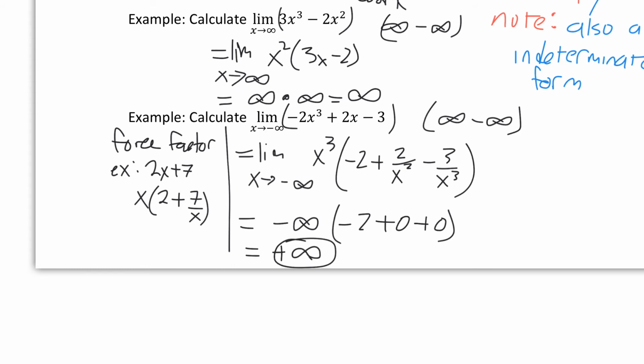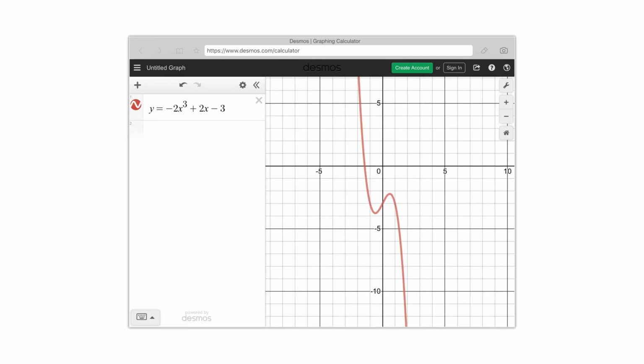Now we're going to go ahead and look at the graph here to make sure this makes sense. So here we have our polynomial. And we can see very clearly that as we go off to negative infinity, so as x begins to move left and continues to move left and left and left, the graph is going to go up and up and up to positive infinity. So the graph continues to increase as we move further and further left. So the limit would be indeed positive infinity.